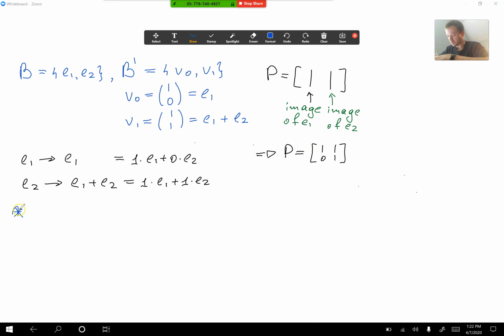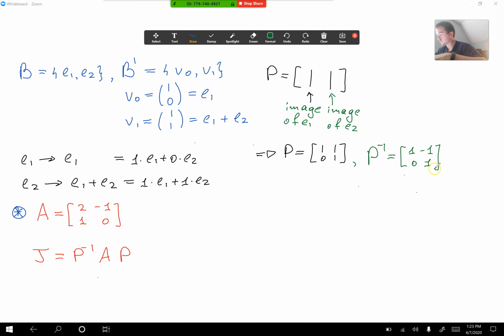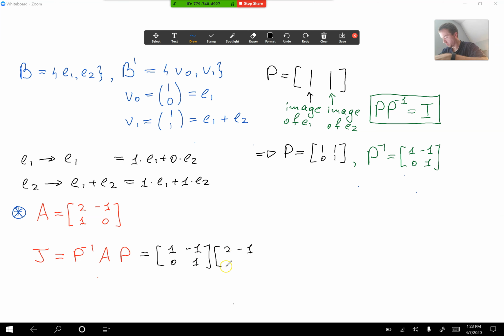And finally, we can figure out the matrix G right now, the Jordan form of the original matrix A, where our A was equal to 2, negative 1, 1 and 0. So according to the formula, our matrix G is going to be just equal to P inverse A P. A quick computation can check that P inverse in this case is going to be equal to 1, negative 1, 0 and 1. The reason is that if you multiply P by P inverse, you will get the identity matrix. So in this case, what do I have? I have 1, negative 1, 0, 1 times 2, negative 1, 1 and 0 times 1, 1, 0, 1.